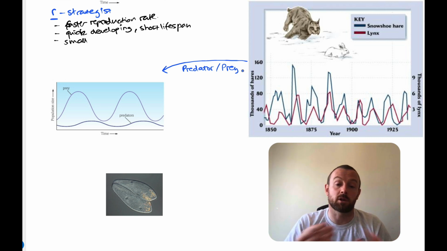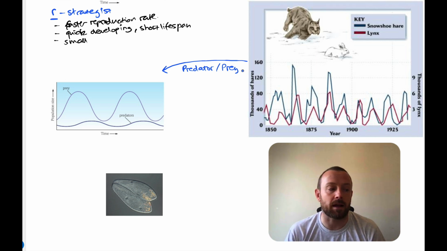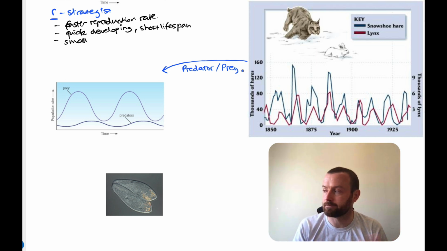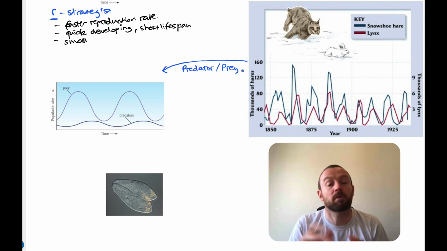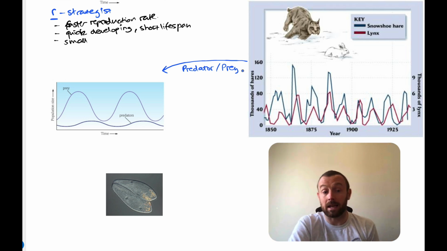So two of the animals that they were looking for were the snowshoe hare, which had very white fur, and the Canadian lynx, which had a fancy looking mottled camouflage type fur, okay? So the hare is the prey and the lynx was the predator.